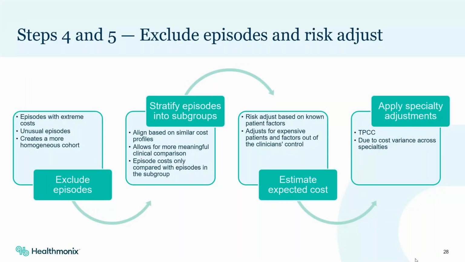The next steps are to sometimes exclude episodes and then to risk adjust the episodes. So two things are happening here. If we take the top percentage of episodes and the bottom percentage of episodes, we exclude those because those are extreme cases. We also stratify the episodes into subgroups. For example, if we're looking at a knee replacement, is it a full knee replacement or a partial knee replacement? Because those have different levels of risk and different levels of cost.